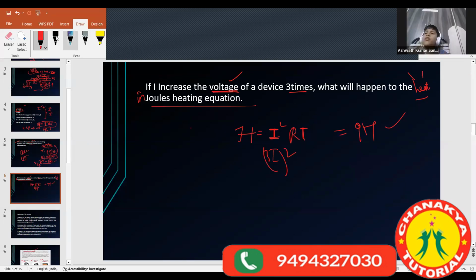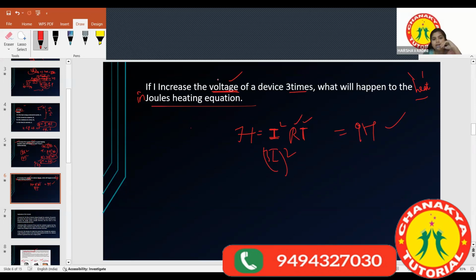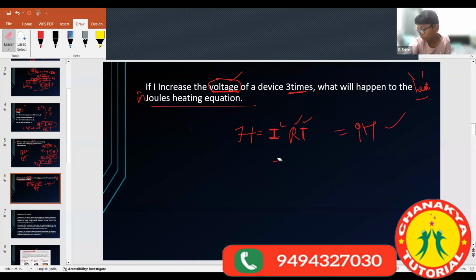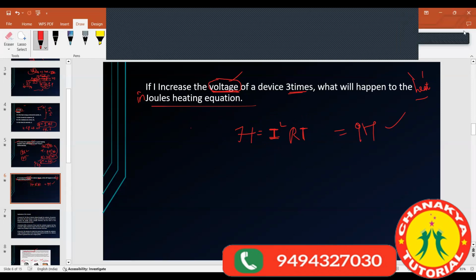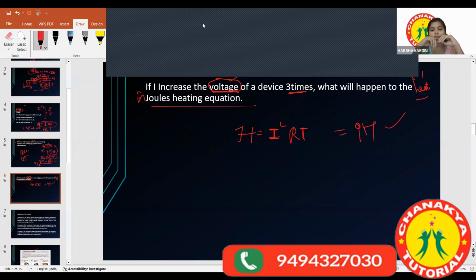Ma'am, R stands for resistance and T for time. That is okay, but I told clearly that I'm increasing the voltage 3 times. There is no voltage in this formula, so why have you increased the current? Ma'am, because they're directly proportional. I is equal to V by R, the SI unit of current, and 3 into V by R. Gelda, why? There is no voltage in this equation, but how did you get 9H?